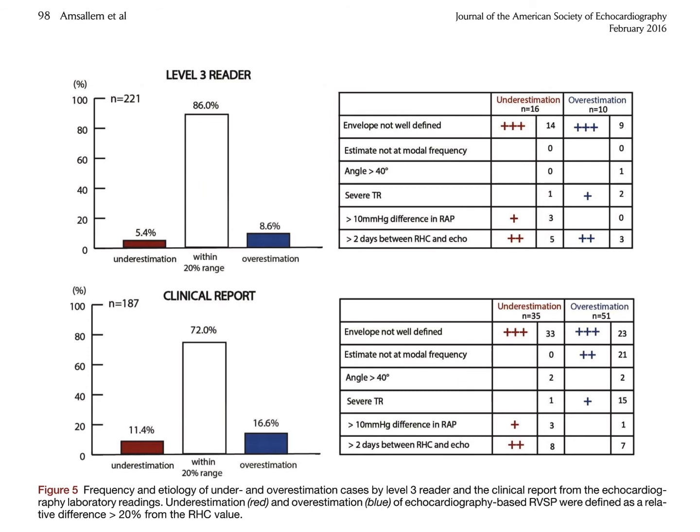When the authors compared a level 3 reader with the right ventricular systolic pressure derived on cardiac catheterization, they found that there was relatively good agreement and that the levels of disagreement were usually related to a not well-defined tricuspid regurgitation signal. Less well correlation was seen between right heart catheterization and that reported in the clinical report, with errors found not only in the incomplete signal of tricuspid regurgitation, but also overestimation due to lack of consideration of the modal frequency, as well as sometimes an underestimation of the right atrial pressure.